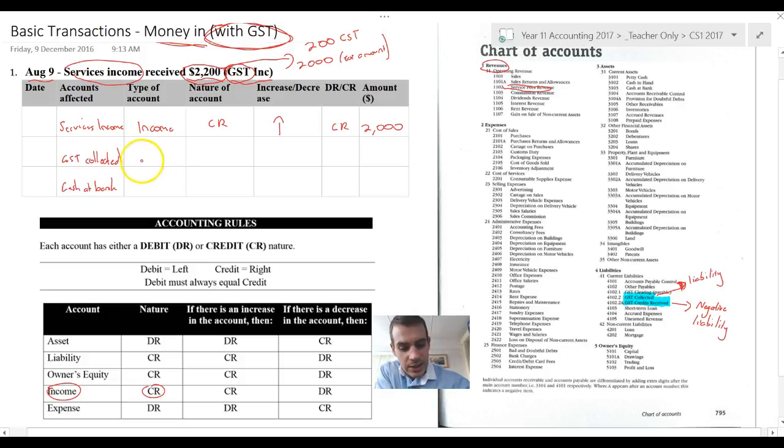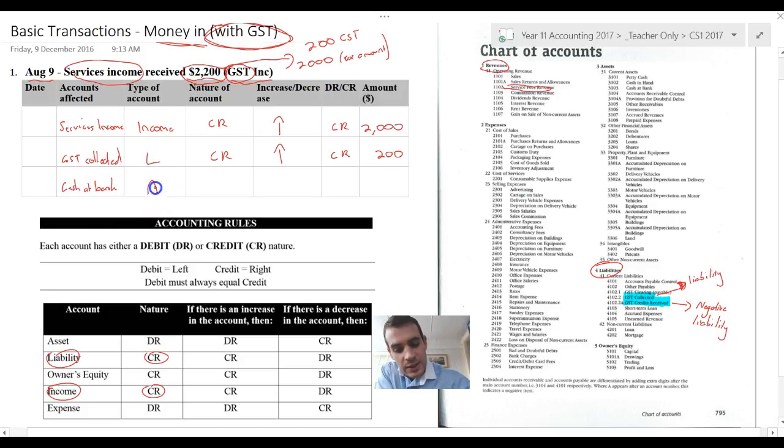The GST collected. Now GST collected is a liability, so I'm going to put a liability in there. Liabilities by nature are credits. Our liability account has gone up. It's going to stay a credit for the GST component, which is $200.